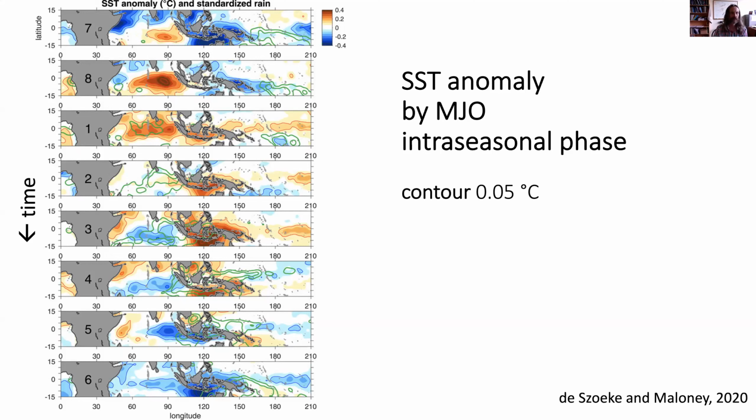And so here, this is the warmest phase in the central Indian Ocean, phase 8, the second panel from the top. Each panel here, with time moving downward, is the sea surface temperature anomaly composited from satellites by the Madden-Julian oscillation intraseasonal phase. So each slide maybe represents about a 5-day average of sea surface temperature. It's not quite that simple, but just to give you an idea of time scale.